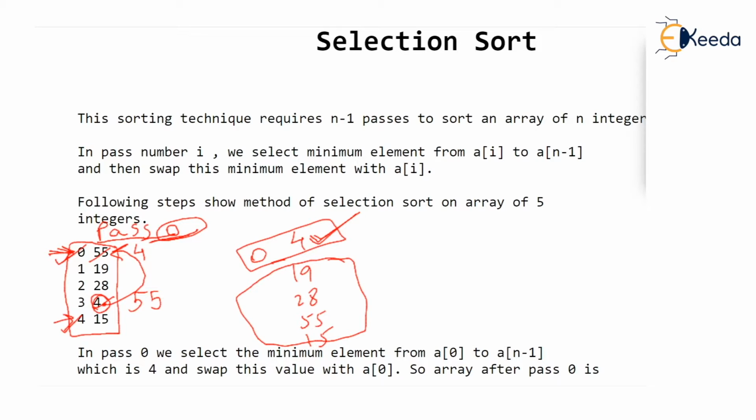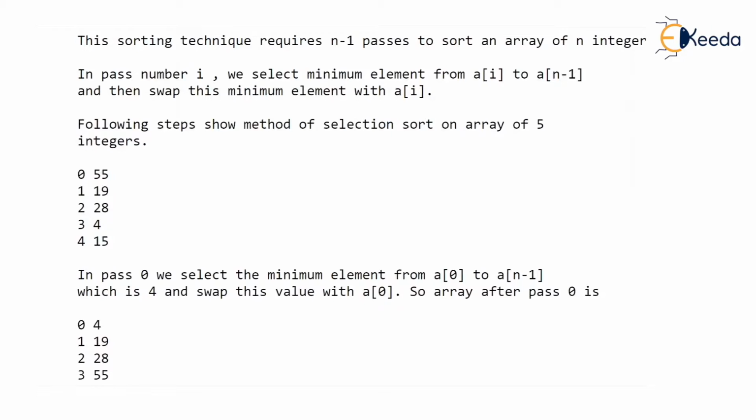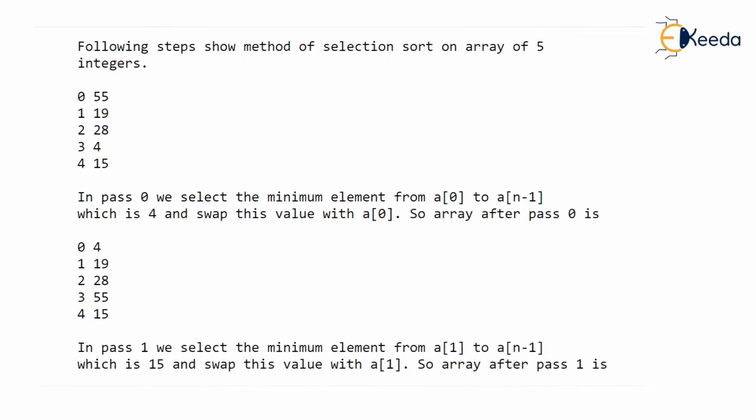Okay, so that is what is explained over here. In pass 0, we select minimum element from A0 to An minus 1, which is 4, and swap this value with A0. So array after pass 0 is as shown. 4 is on the top and remaining array is now unsorted. Now what do you do in pass 1? Correct. Now there will be pass 1 because we have numbered the passes from 0. In pass 1, look at this figure 1.